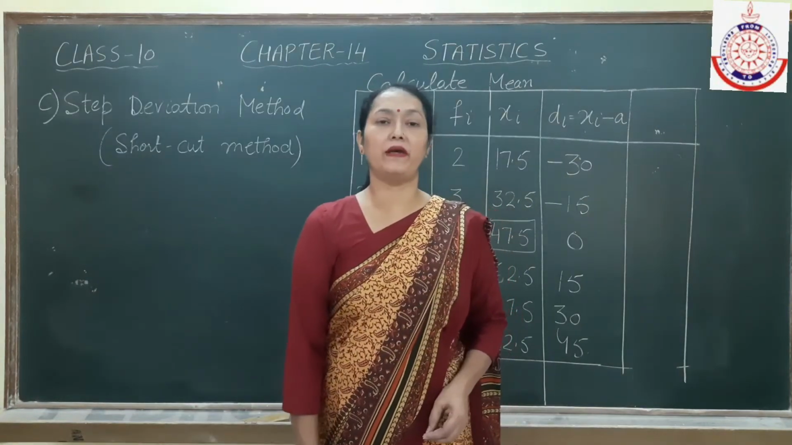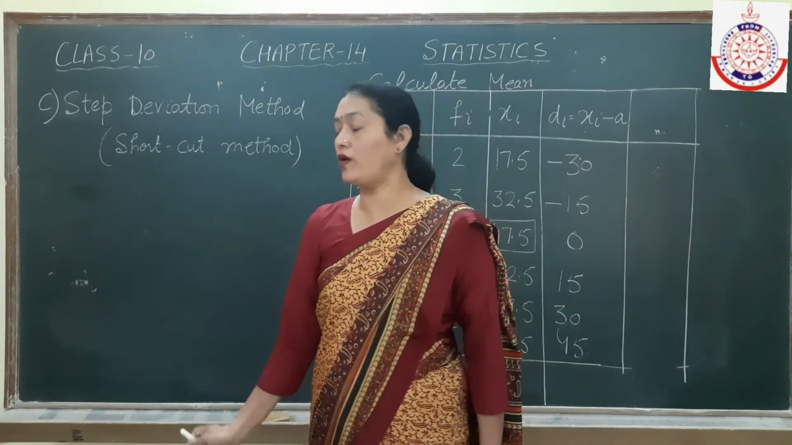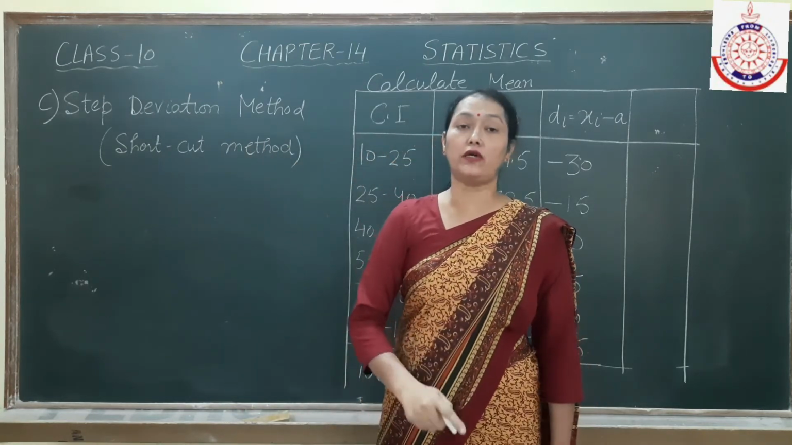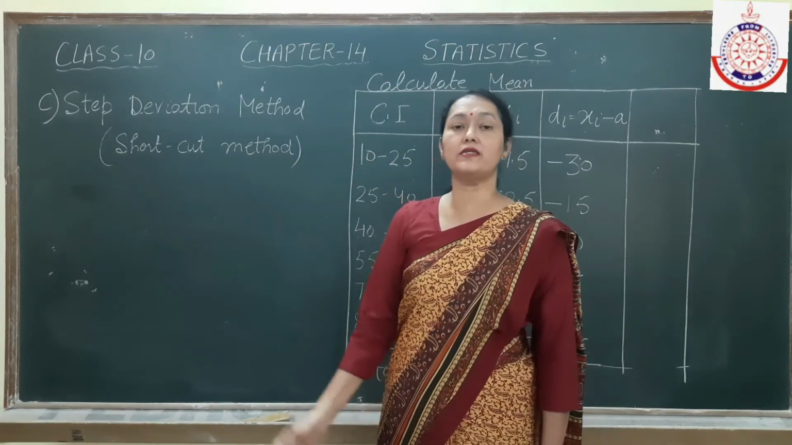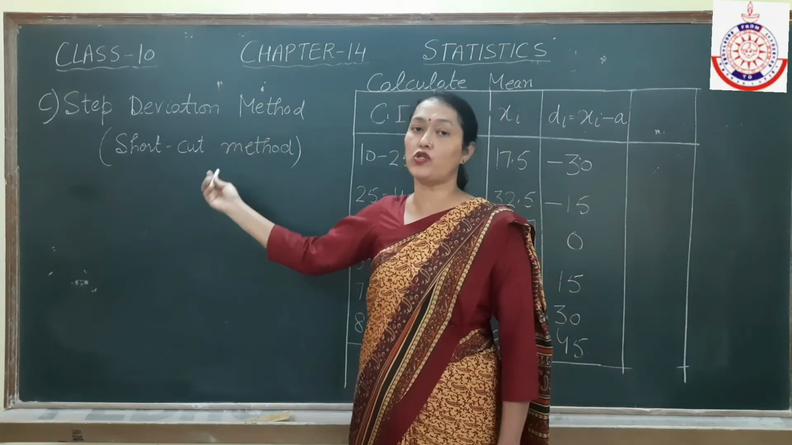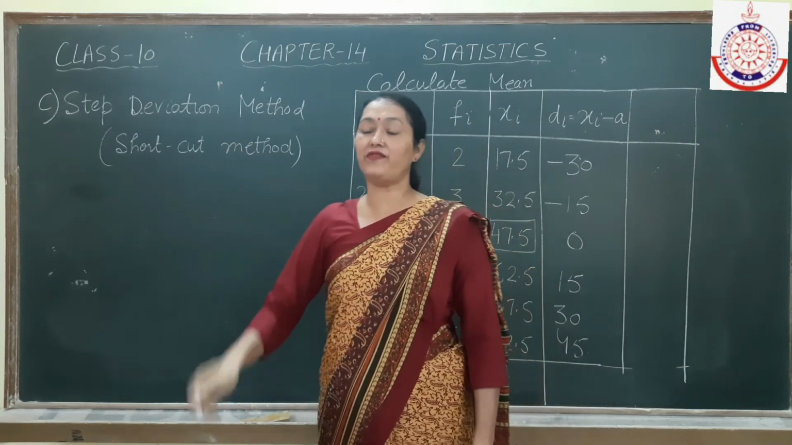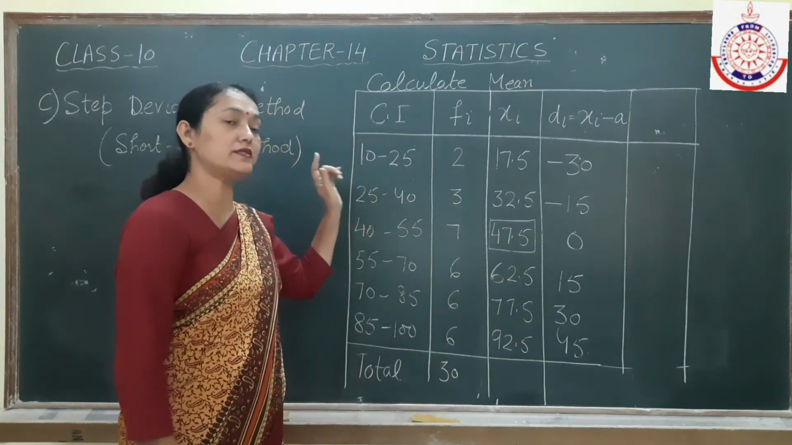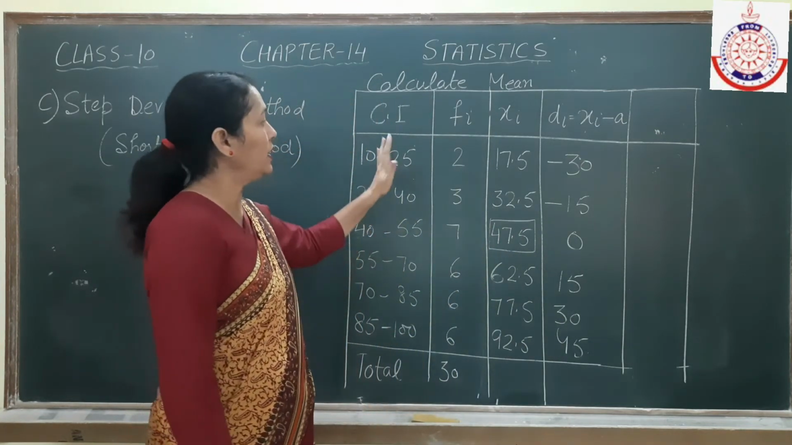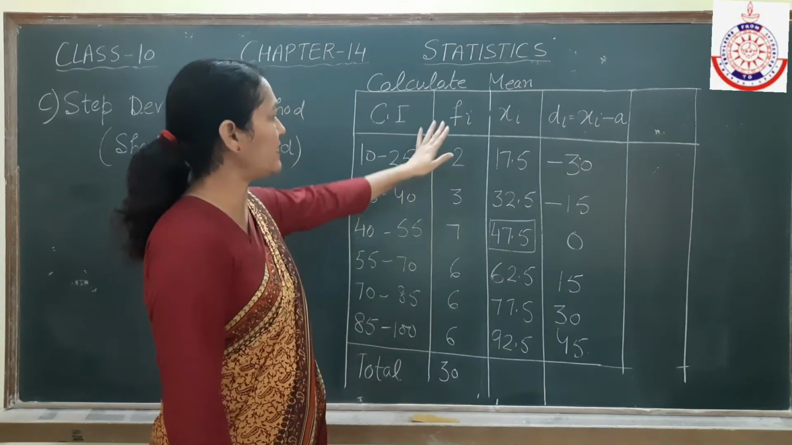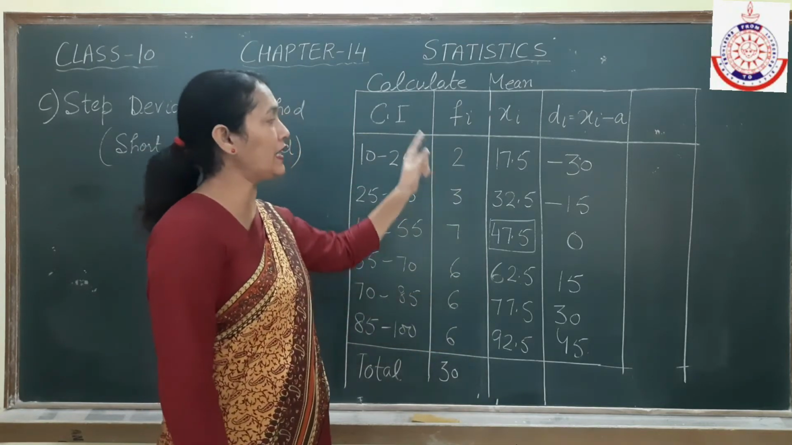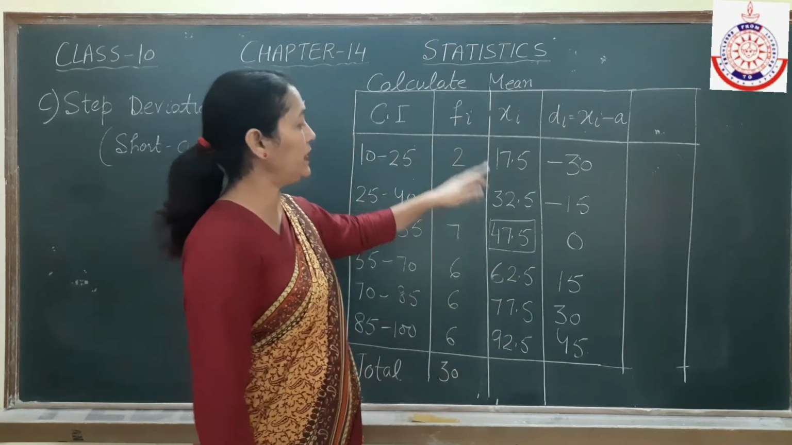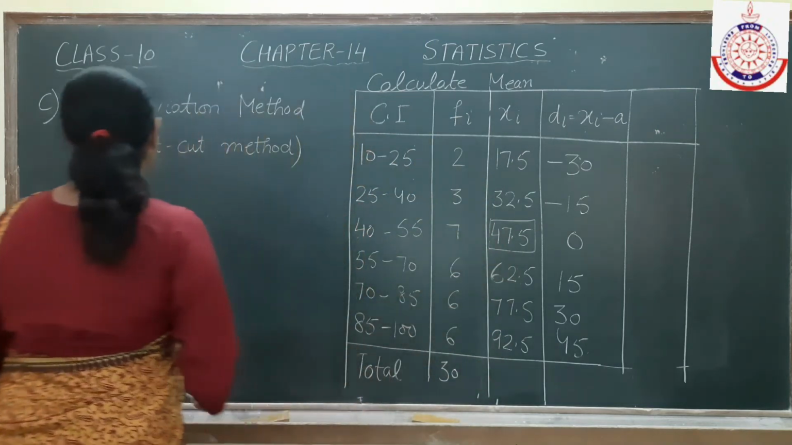That was the assuming method. Now let us learn how to find the mean using the third and most important method, that is the step deviation method or shortcut method. Again I have taken the same question, but here we will be calculating the mean using the step deviation method. Again class intervals and frequency will be given to you. You will be calculating class marks, the center values. You will be assuming one mean.